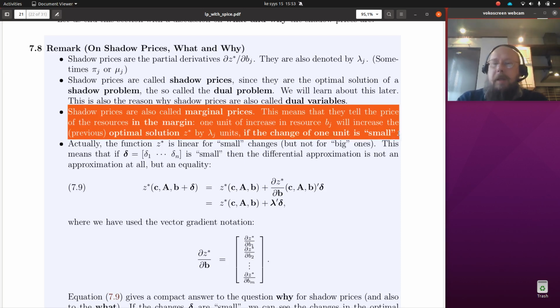So this one here is the one that you need to. So if you understand this, then you understand what the shadow prices are, and if not, then not. Okay. So then comes something.